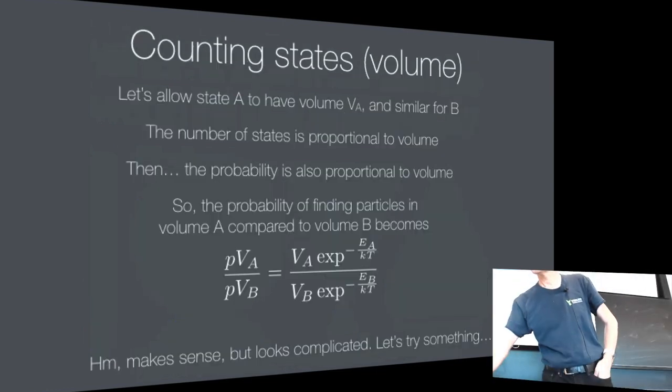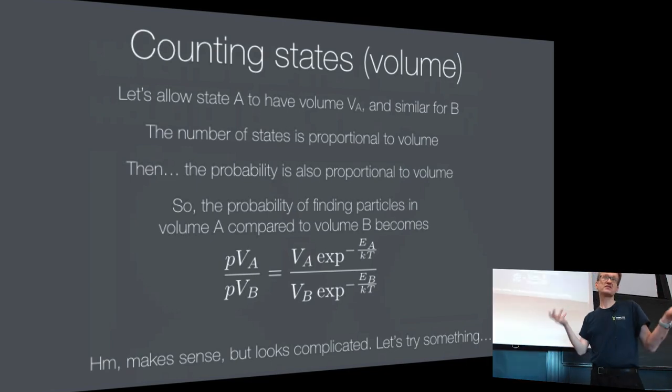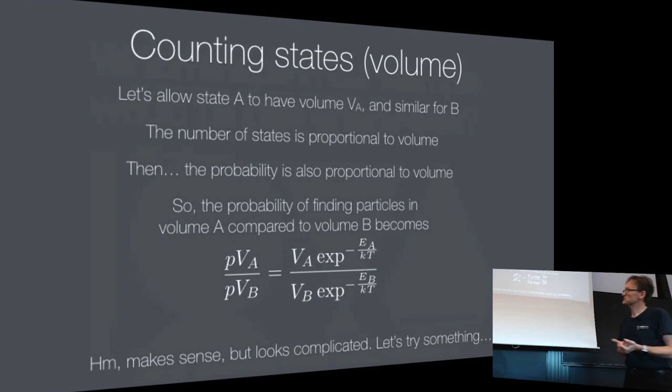And that's fairly easy. Let's just say that state A has a particular volume, VA, and state B has a particular volume, VB. That's another thing I keep going through for the biology students, even though you might have done this in physics before. Don't be afraid of assuming.